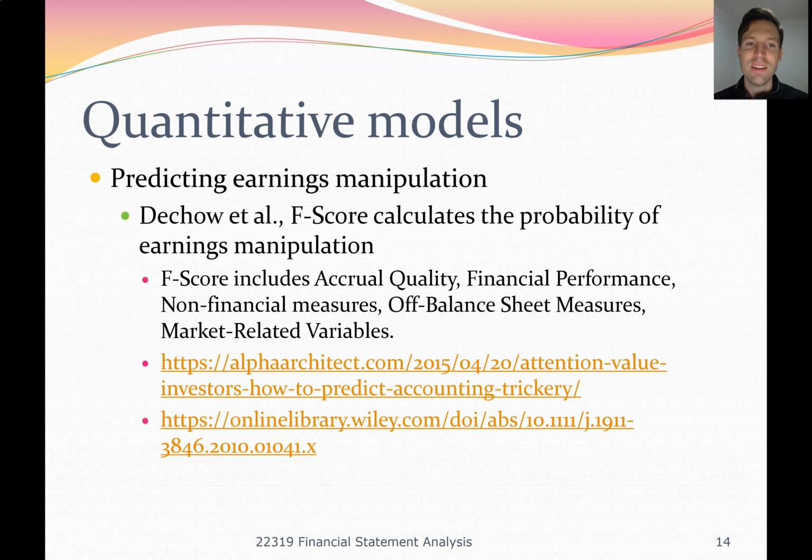In a similar trend, DeChow et al. calculated something called an F-score, and it uses accrual quality, financial performance measures, so accounting information, non-financial measures such as the number of employees and things like that, off-balance sheet measures, and market-related variables like stock returns.